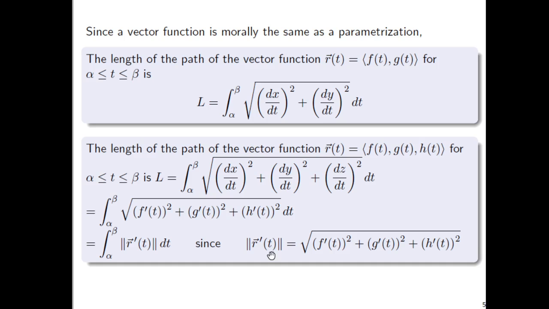Okay, and this is the case because r prime of t itself is, so remember, r prime of t is you just put a prime on the f and then on the g here and then on the h. Therefore, its magnitude should just be the square root of whatever the magnitude formula says.